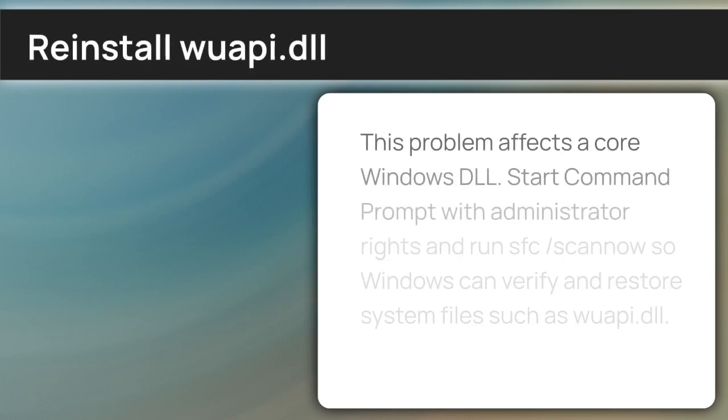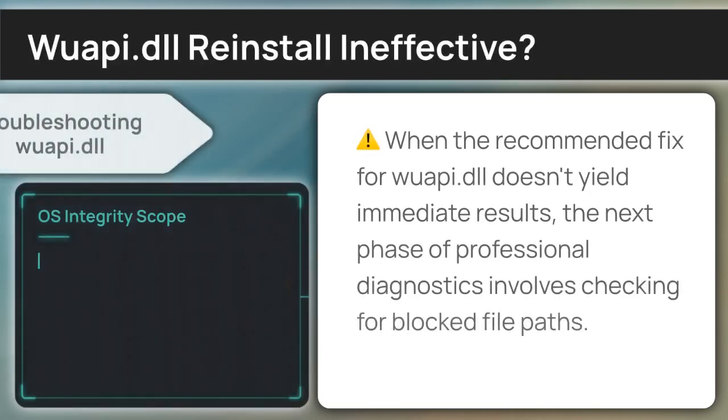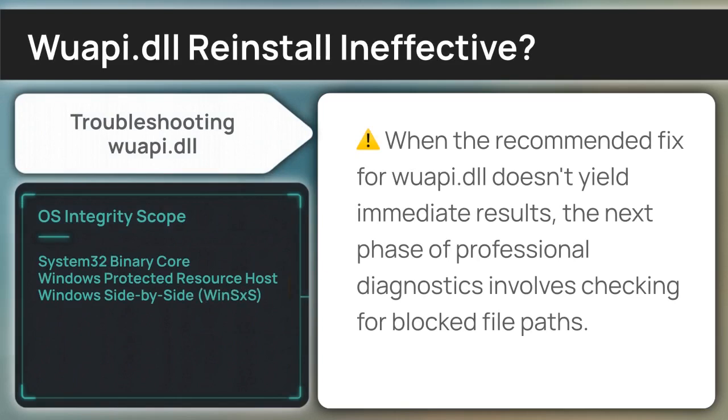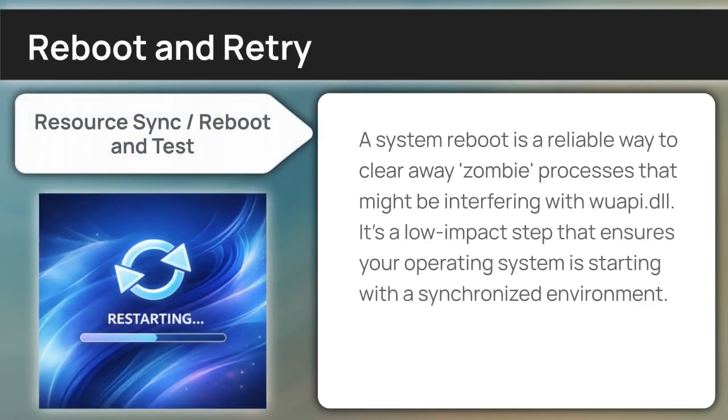This problem affects a core Windows DLL. Start command prompt with administrator rights and run sfc /scannow so Windows can verify and restore system files such as Windows Update API. In the event the error remains visible, it indicates we need to verify the environment's ability to register new shared resources. A system reboot is a reliable way to clear away zombie processes that might be interfering with Windows Update API. It's a low-impact step that ensures your operating system is starting with a synchronized environment.